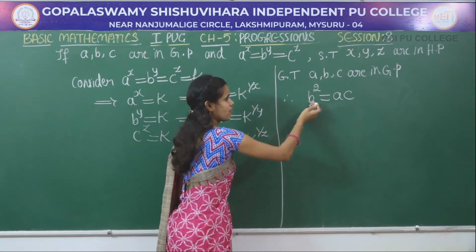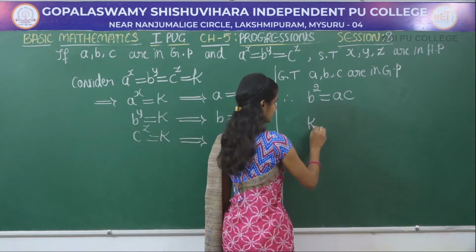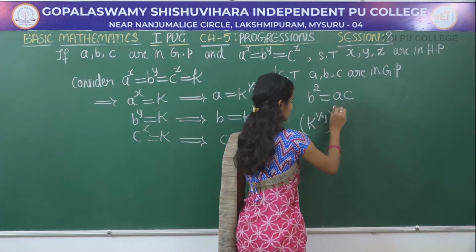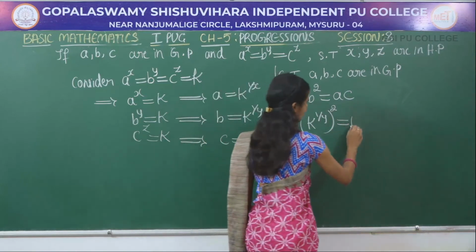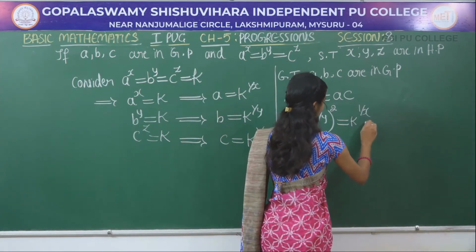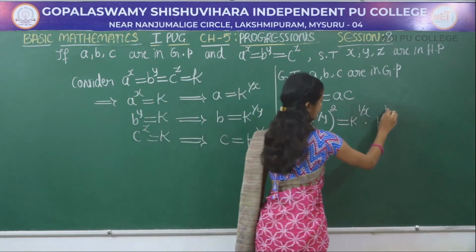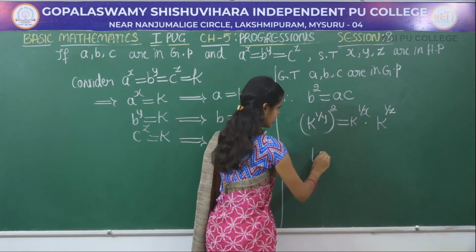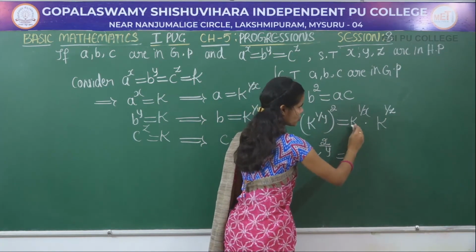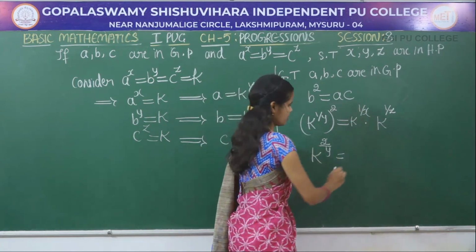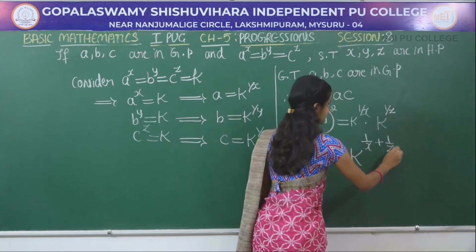So substitute the values of a, b and c. So b means k to the power of 1 by y, whole square, is equal to a. So a means k to the power of 1 by x, into c. C means k to the power of 1 by z. So simplify: k to the power of 1 by y into 2, that is 2 by y, is equal to, since the base is the same, add the powers. So k to the power of 1 by x plus 1 by z.